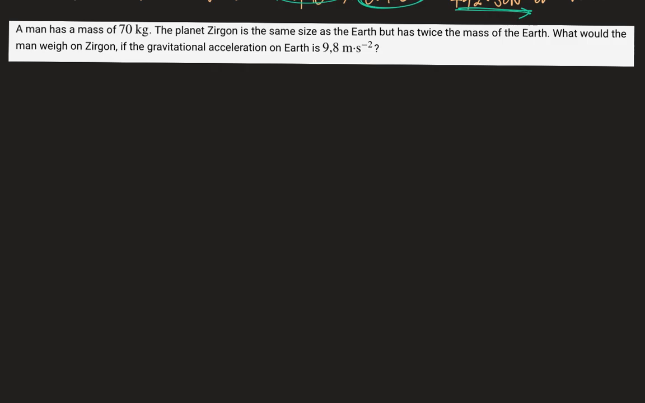A man has a mass of 70 kilograms. The planet Zygon has the same size as Earth, but twice the mass of Earth. What would the man weigh on Zygon if the gravitational acceleration on Earth is 9.8 meters per second squared? So all you're looking at now is a relationship kind of problem.